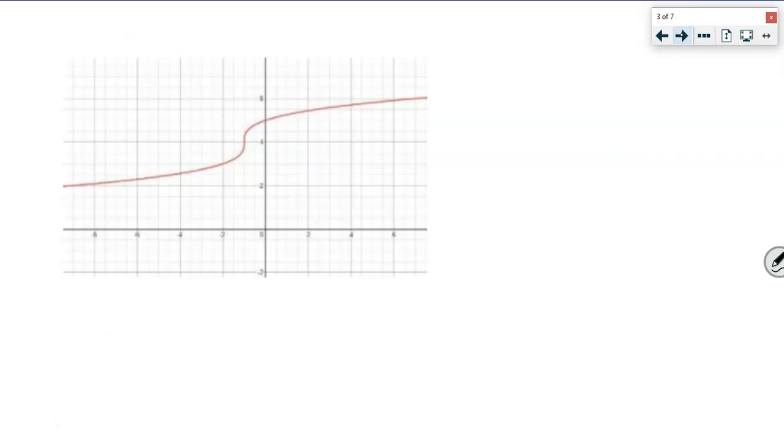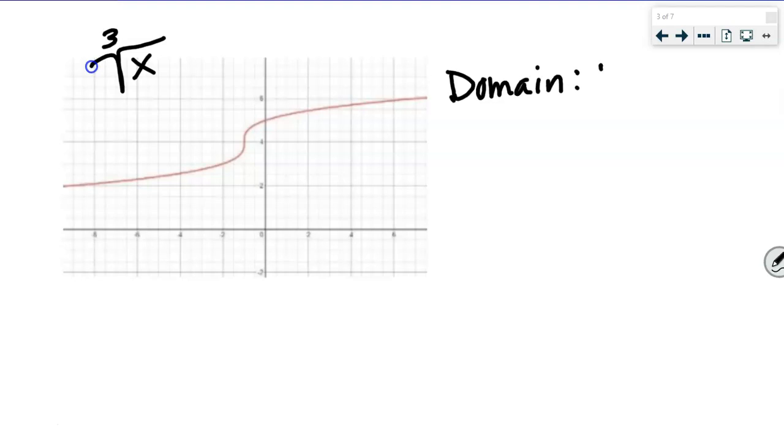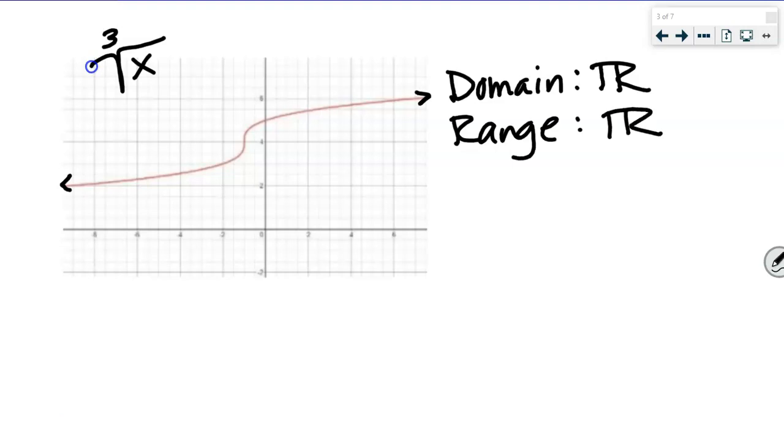All right, so this next one is a cube root graph, okay? Again, our domain: do you see any restrictions on our x values? Me either. So this is going to be all real numbers. And for our range, what you guys need to be thinking of is that there are arrows here, right? That thing's going to keep going to the right and the left, and it's going to keep going up, and it's going to keep going down. So both our domain and range for a cube root function is going to be all real numbers.